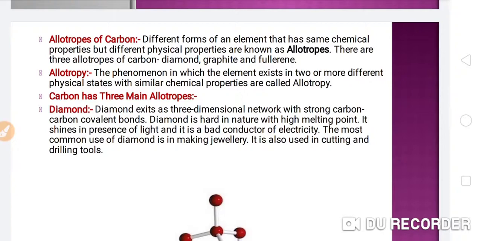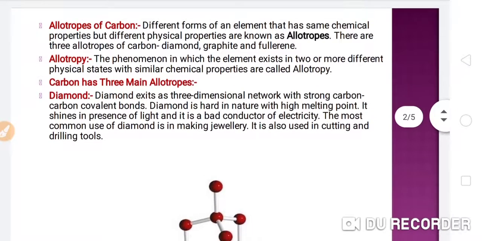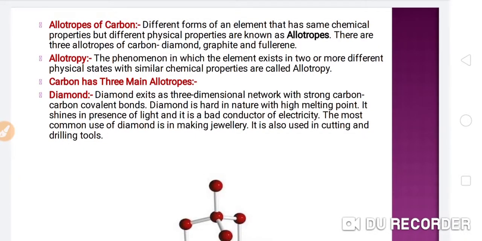There are three allotropes of carbon: diamond, graphite and fullerene. So let's see what allotropy is. This is a property. Allotropy is the phenomenon in which an element exists in two or more different physical states with similar chemical properties. Now let's see, students, what are the three important allotropic forms of carbon. Number first, that is diamond.